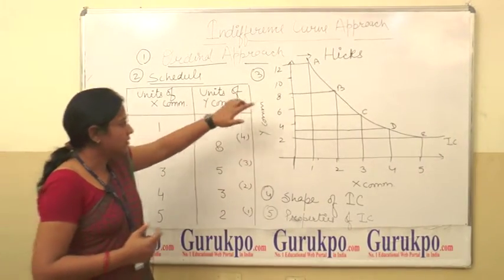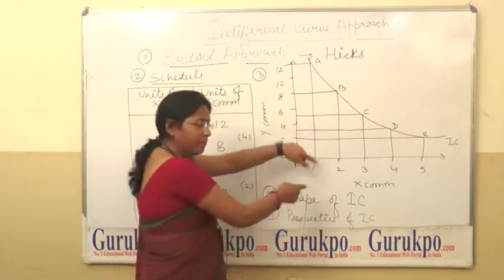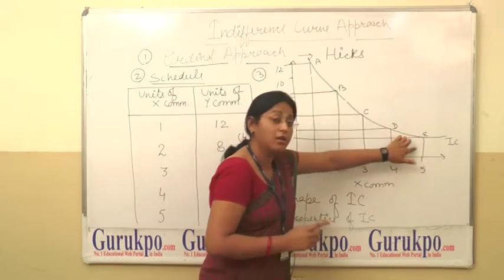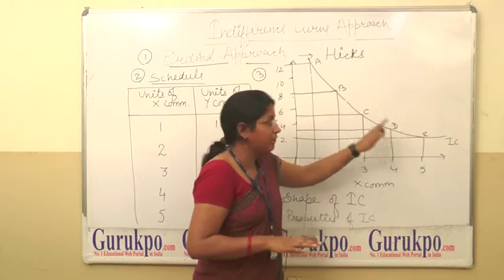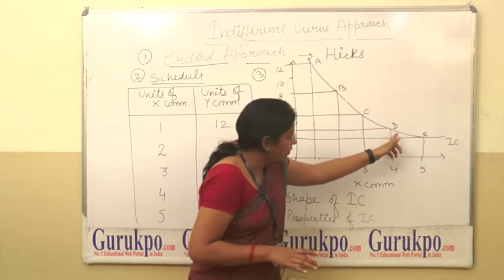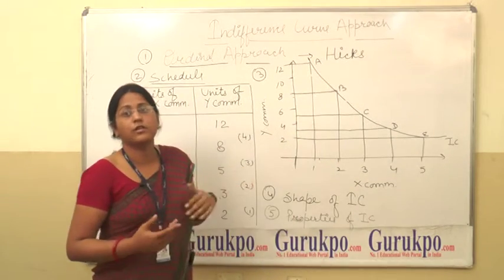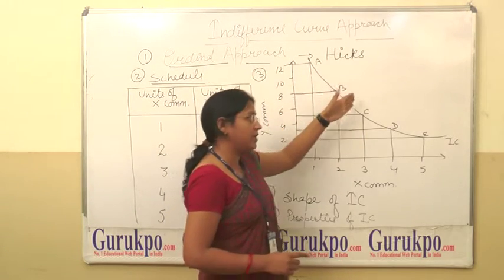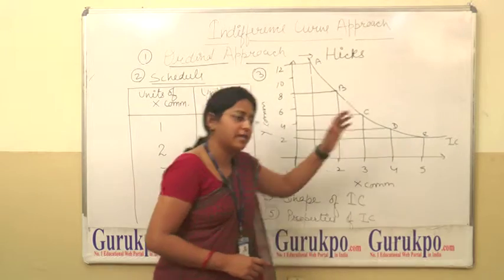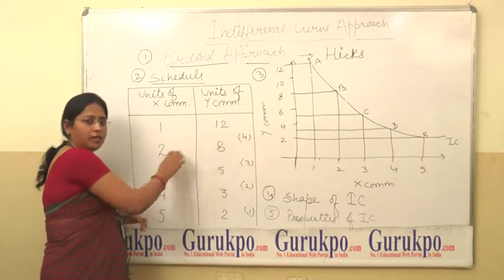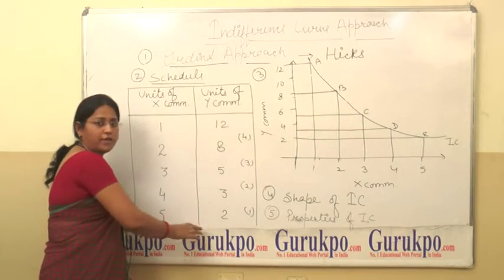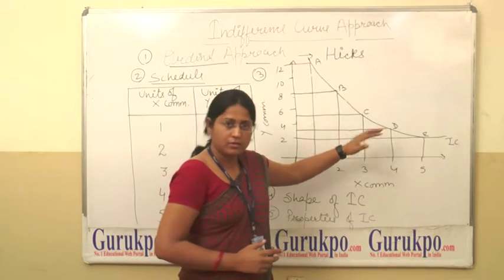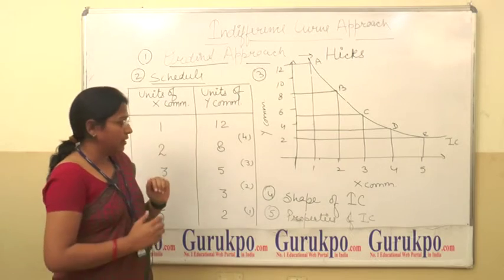So the indifference curve shows the various combinations of two commodities which give the same satisfaction, and each and every point on the indifference curve shows the indifferent nature of the consumer. The consumer will remain indifferent at point A, B, C, D or E, or we can say he can take any combination 1, 2, 3, 4, 5, 6 and he will be indifferent. So this is the indifference curve.